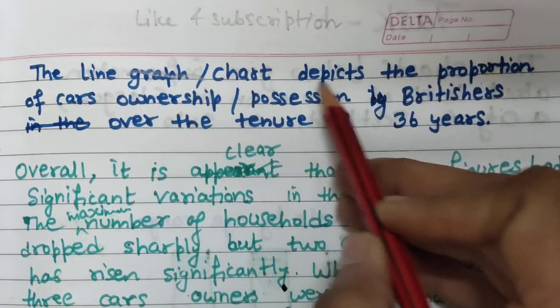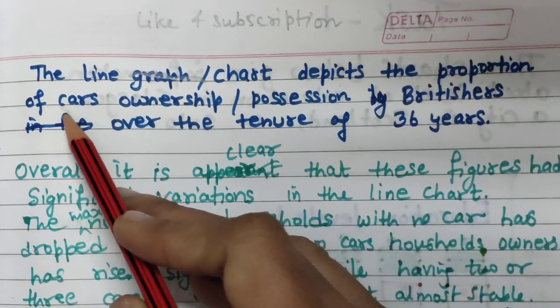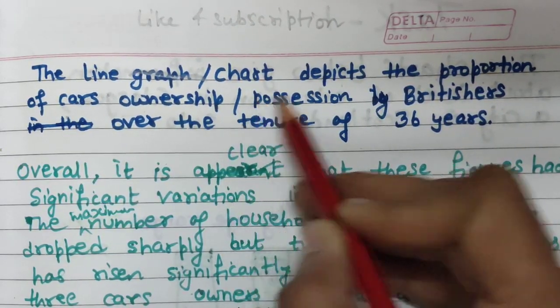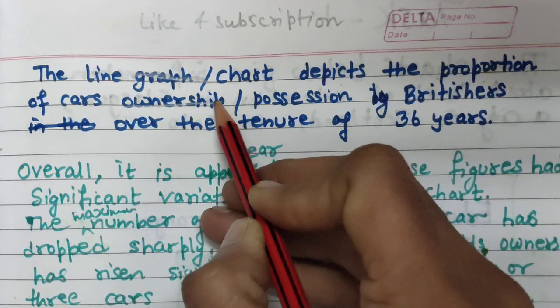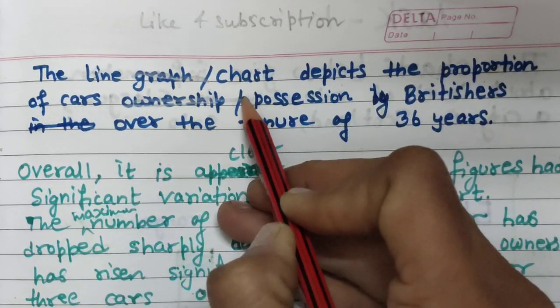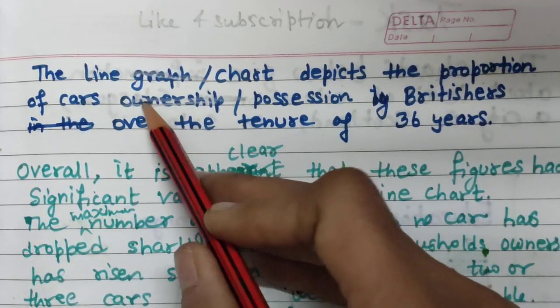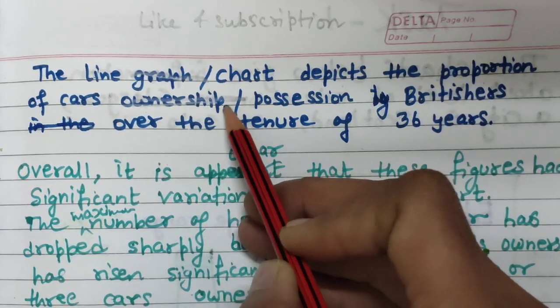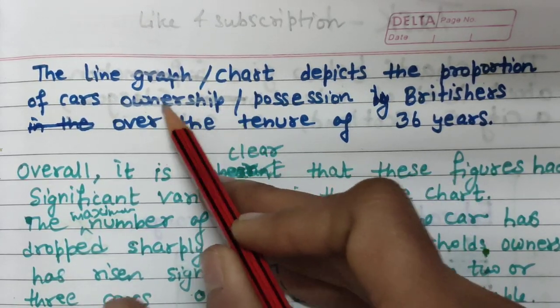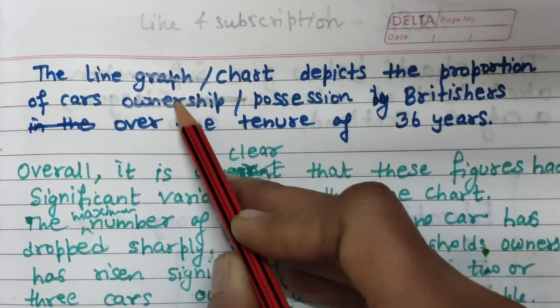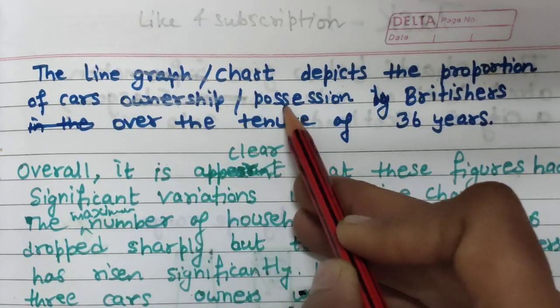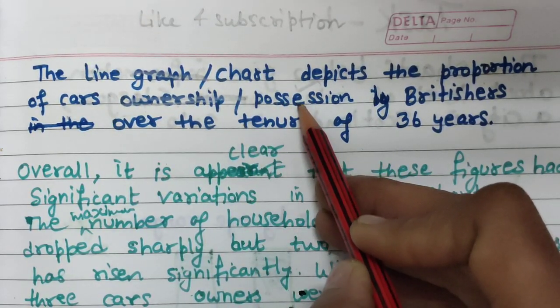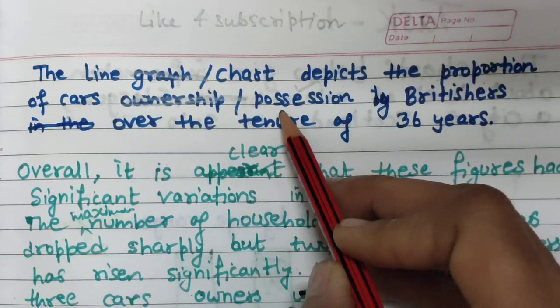The line chart depicts the proportion of car ownership or possession. Ownership is given in the question statement, that's why I have cut it down. I have deliberately written it over here so that you can come to know that these two words are already written in the question statement. That's why I am cutting it, and we will be using another word, a synonym, for this kind of thing.